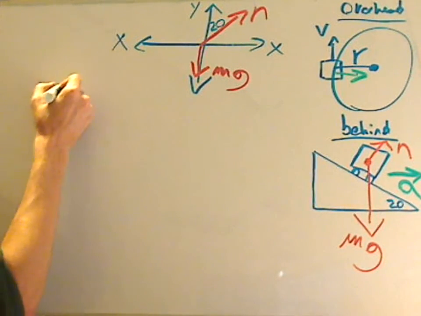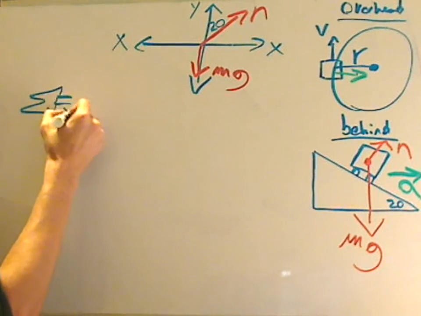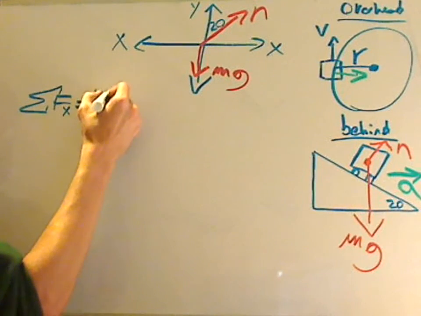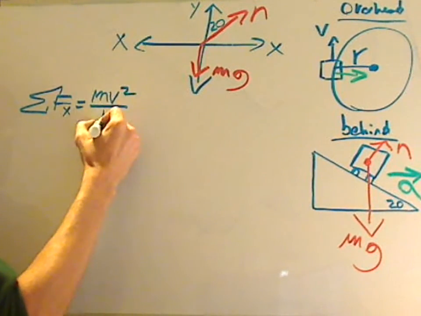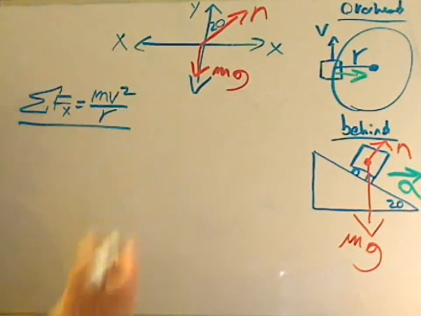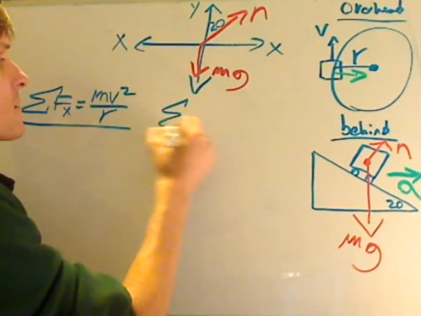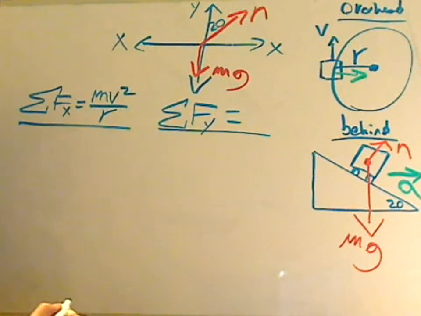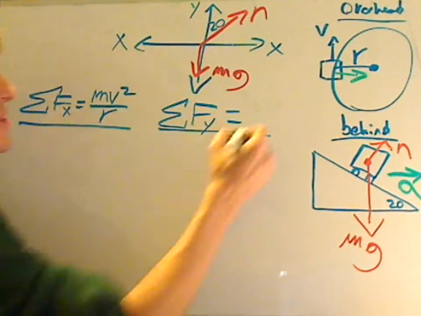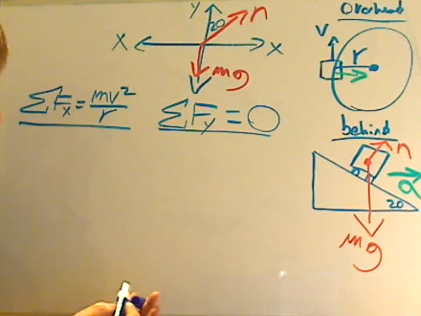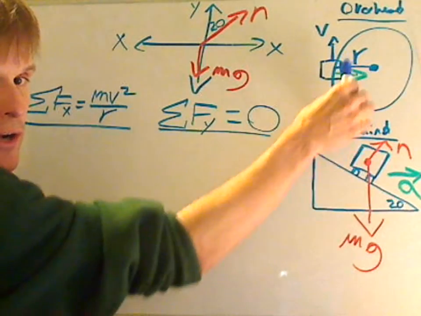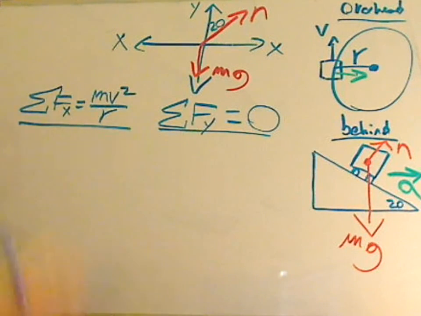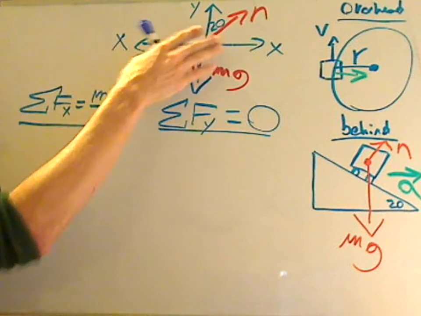Now our x-forces for a centripetal force problem like this have to add up to the centripetal force, mv squared over r. And the y-forces add up to mass times y acceleration, which is 0. Okay? The car is not moving vertically in the y direction. Okay? So we need to apply these to our free body diagram.